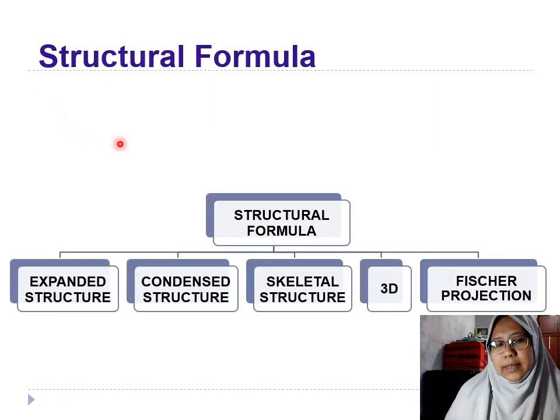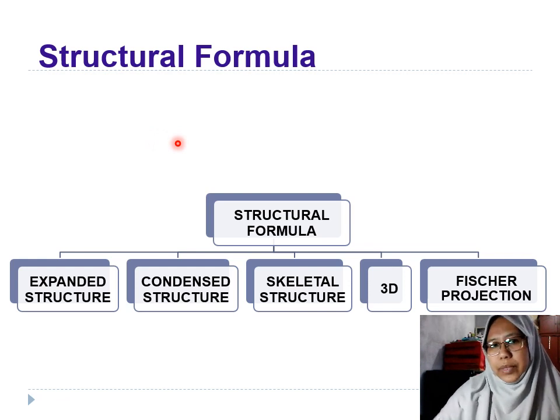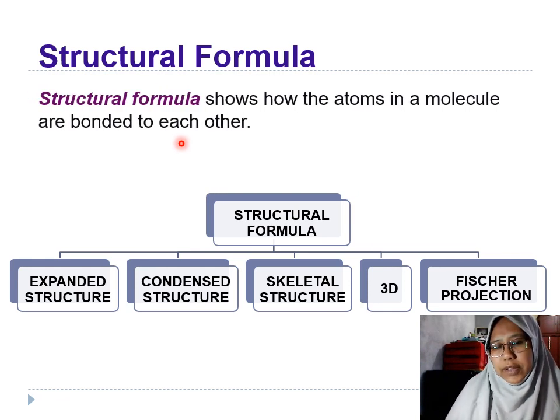Now let's look at structural formula. There are actually 5 kinds of structural formula. What is structural formula? It's to show how the atoms in a molecule are bonded to each other. We have 5 types: expanded, condensed, skeletal, 3D, and fissure.